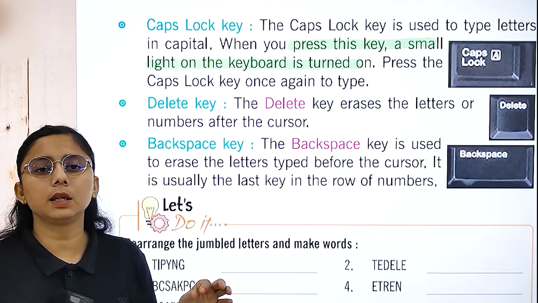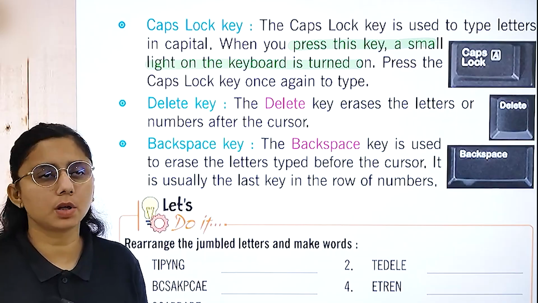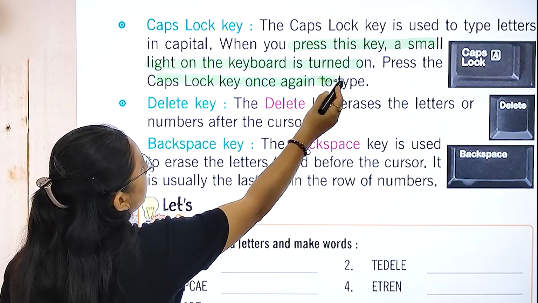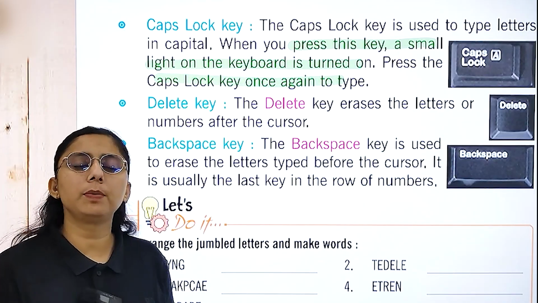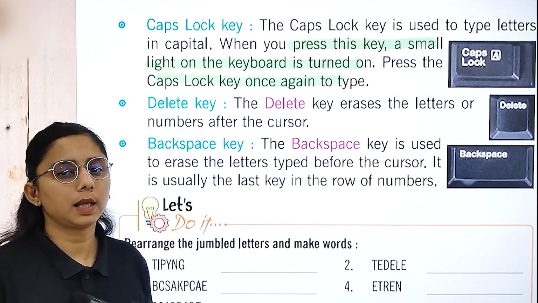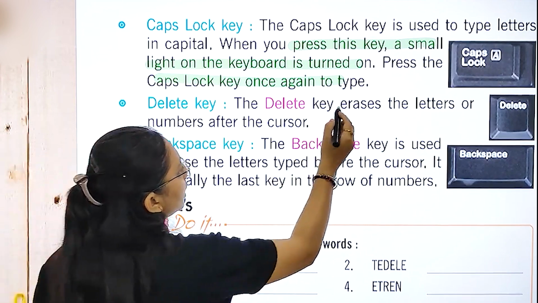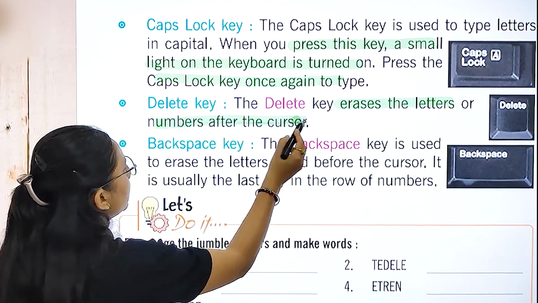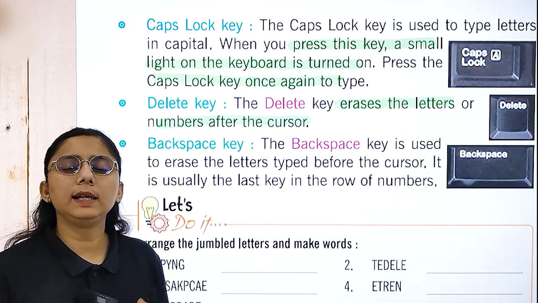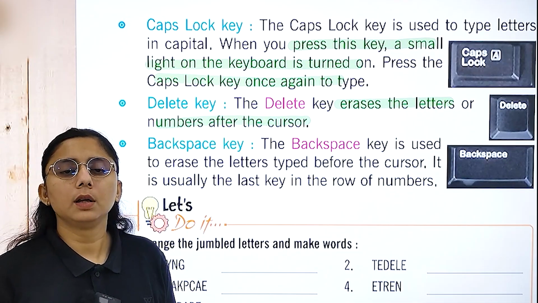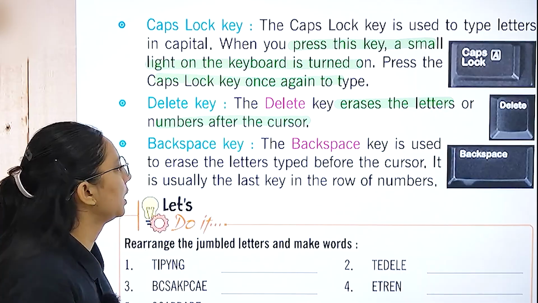As soon as you click on this, a green color light turns on, and caps lock key once again to type, and you have to press the caps lock key, then you can type. Next is delete key to erase the letter or number after the cursor. If you want to delete any letter or number after the cursor, then you can use delete.